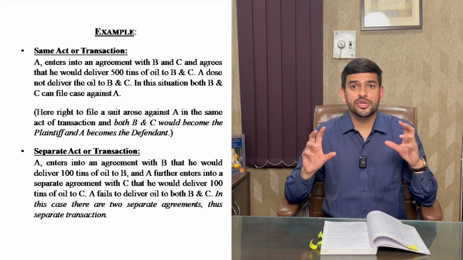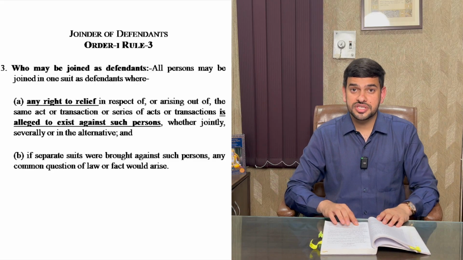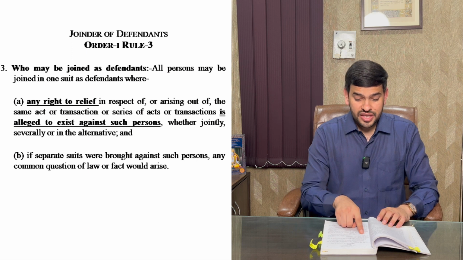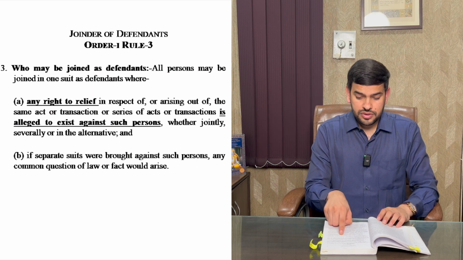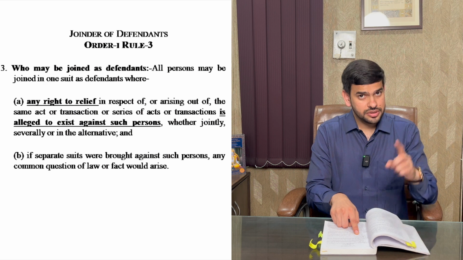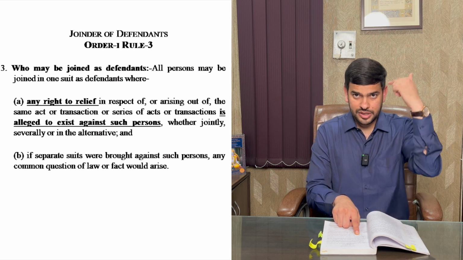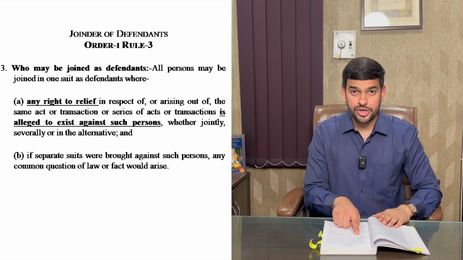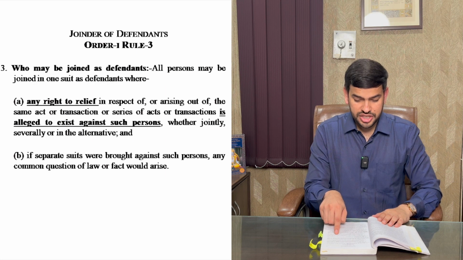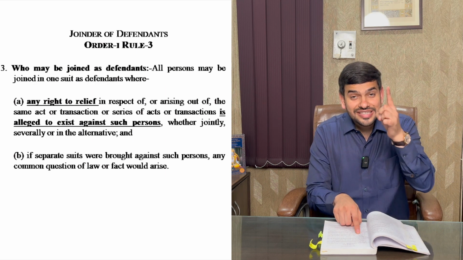In a similar way, joinder of defendant is given under Rule 3. Now what it says, we need to understand the expressions of this also. Any right to relief in respect of or arising out of the same act or transaction, it's going in a simple way like it was going for joinder of plaintiff. Then it says series of acts or transactions is alleged to exist against such person.